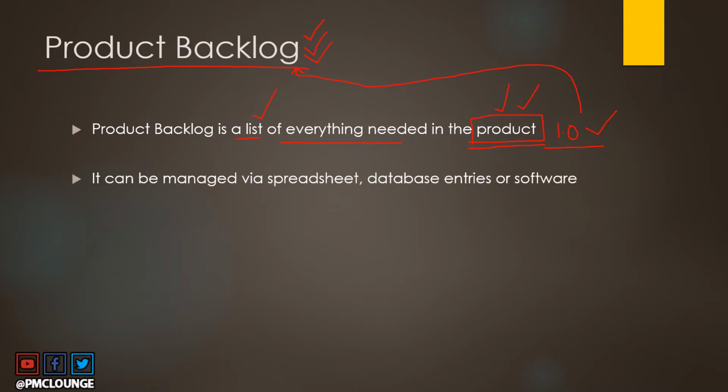Now, product backlog can be managed via simple spreadsheets or some database. It can also be managed via software like Jira. So that's how product backlog is managed.